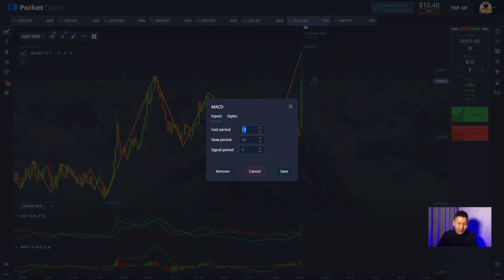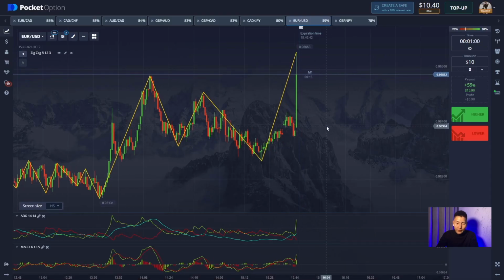Let's also configure the MACD, change the periods: 6, 13 and 5. So let's apply these settings. I think they're gonna help us a lot. So we are done here. Let's get down to trading and find the most profitable currency pairs.